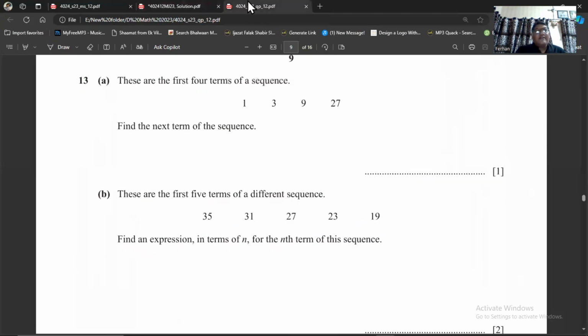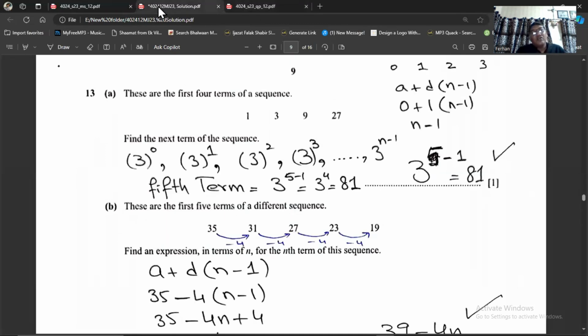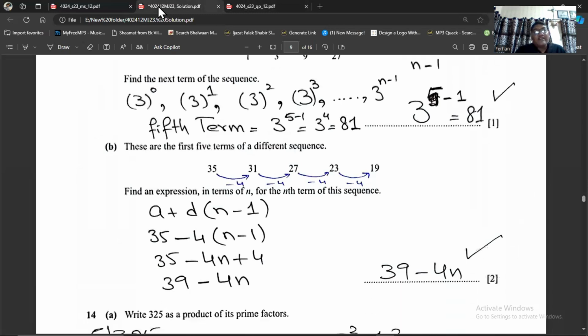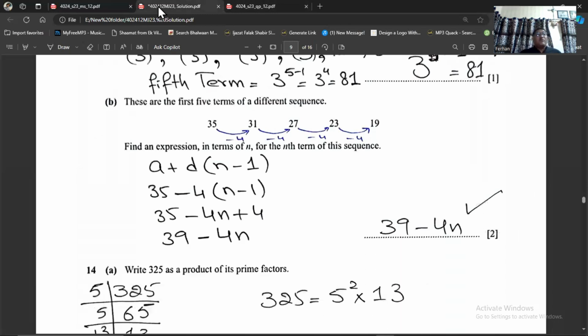Okay, then he says, these are the first 5 terms of a different sequence. Find an expression in terms of n for the nth term. So 35 is the first term, then we have 31, then 27, then 23, then 19. So basically you are decreasing by 4 each time. So it's an arithmetic progression, or you can say sequence. The common difference here is -4.